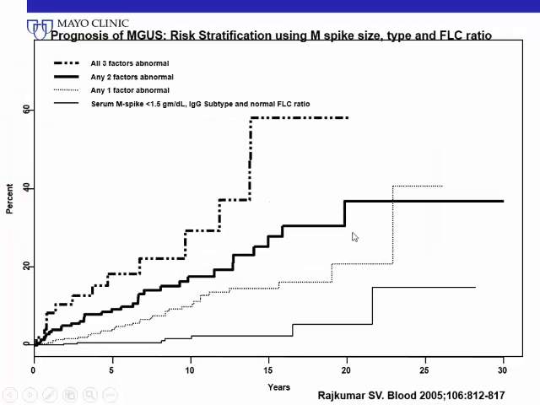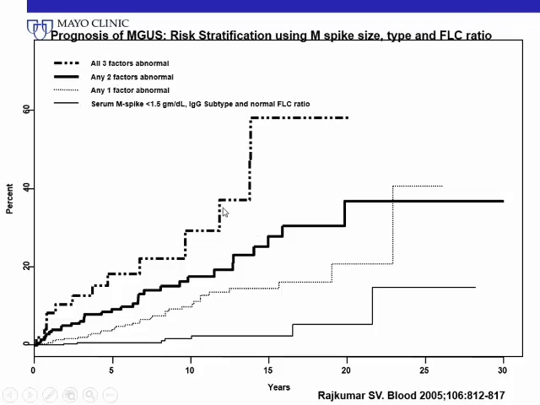So if you put these 3 factors together, it establishes a simple risk model. This was something that we published in 2005, again on 1,148 patients, where you take patients with MGUS and you can classify them based on the size of the M spike, the type of the M spike, and the free light chain ratio. If you have a small M spike, less than 1.5, a normal free light chain ratio, and it's IgG type, the risk of progression is fairly low, and that's shown in this curve.